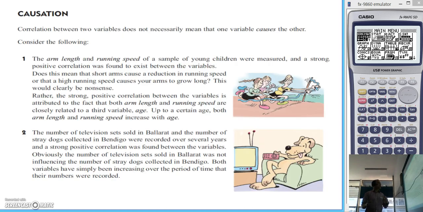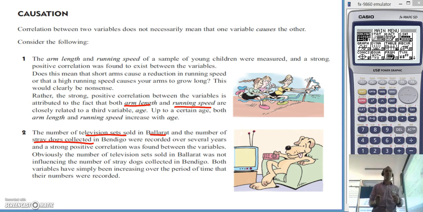We also look at causation. So correlation between two variables does not necessarily mean that one causes the other. So we've got a couple of examples here where arm length and running speed, would you think that they're associated? Do they depend on each other? Probably not. Well, they might be linked, but number of TV sets sold in Ballarat and the number of stray dogs collected, probably no correlation whatsoever. So one doesn't cause the other, even though they might be linked with data sets.